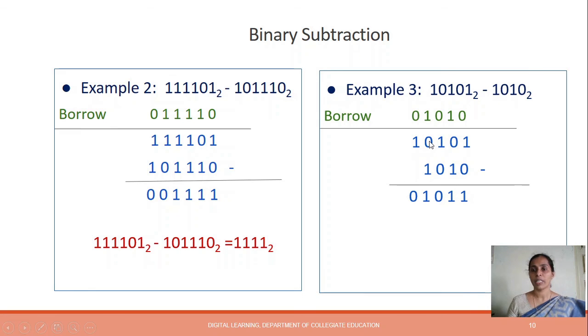Now here it is 0, 0 minus 1 we cannot do, so we have to get a borrow from this position. That is what is shown here. So this is 1 0 minus 1, which is 1. Now since we borrowed this 1 to this position, here it is 0, so 0 minus 0 is 0. Here the final answer is 1 0 1 1, which is also a binary number.